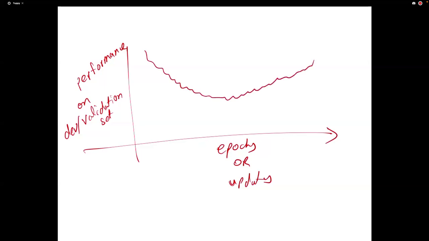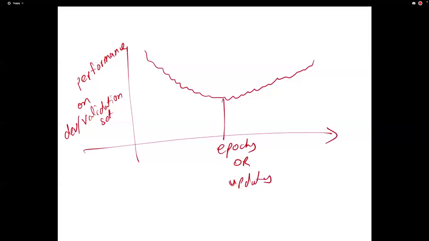Where would you stop now? First of all, why is it going down and then going up? It's overfitting the training data. The development or validation set is data that was not visible to the learning algorithm. So after a certain point, it's getting bad. So where would you stop here? What's a good stopping criteria?